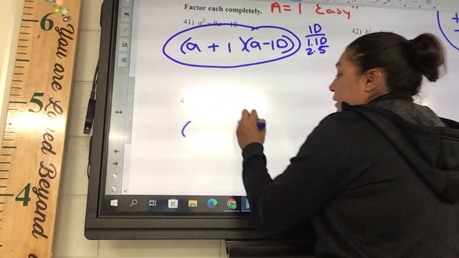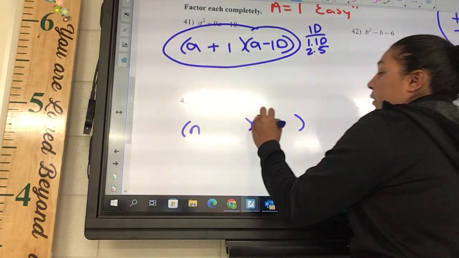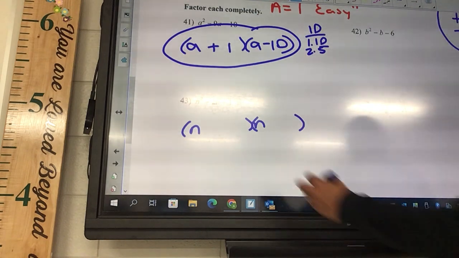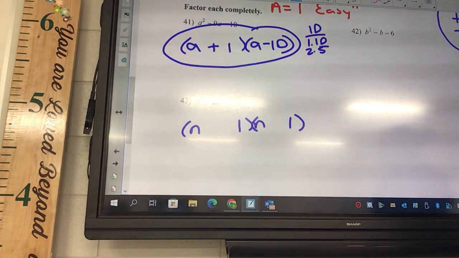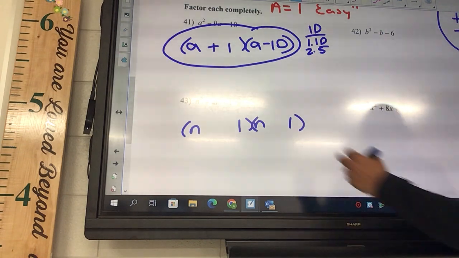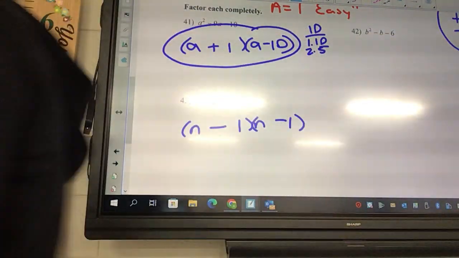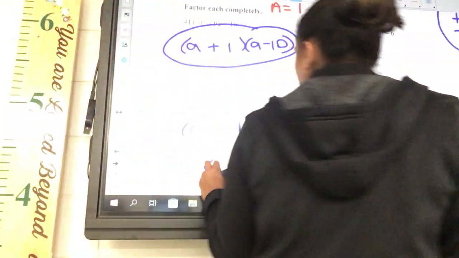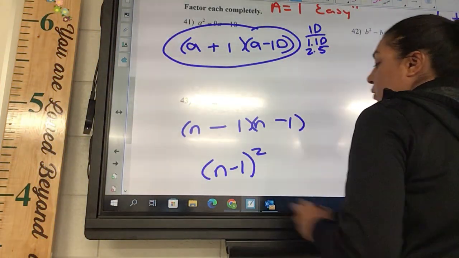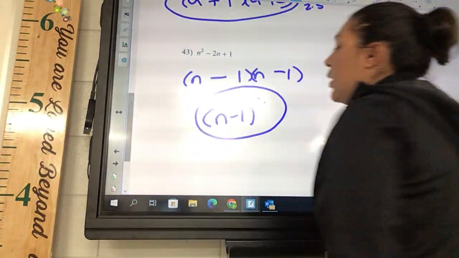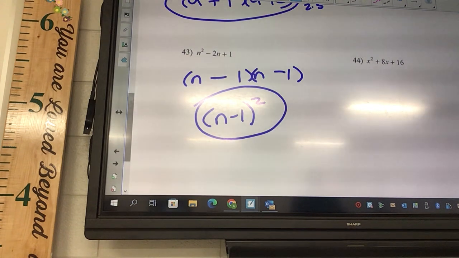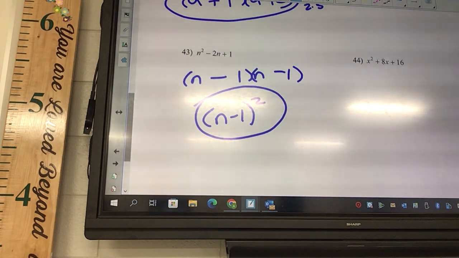Okay, 43 is the same. A equals 1, so I got n and n. What are some factors of 1? 1 and 1, right? So I need a negative 2. How can I make that happen? Both negative. Okay, do we leave it like that? No, what do we need to do? Good. Okay, so they need to be squared like that, because they're exactly the same. What if one is a plus and one's a minus? Can we do that? No. They got to be 100% exactly the same in order for us to do that. Okay?